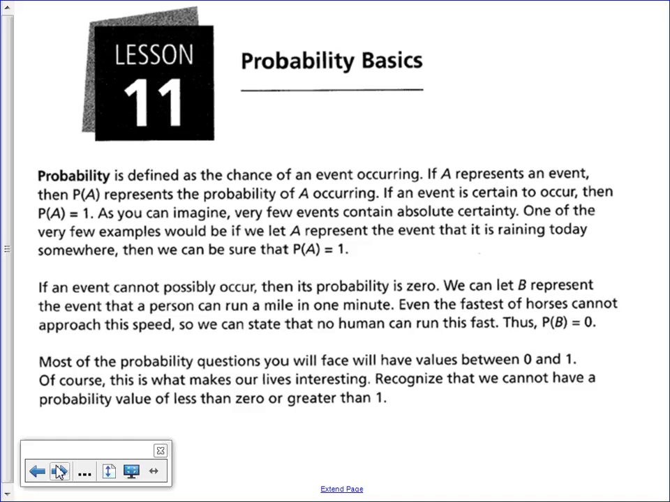The probability of events happening, shorthand, you can write the probability of A. If an event is absolutely certain to occur, in other words, has 100% probability, you have a probability of 1. You cannot have a probability that's greater than 1, and you cannot have a negative probability. So basically, anything from 0 to 1 is your probability. If it cannot possibly happen, then the probability is 0.